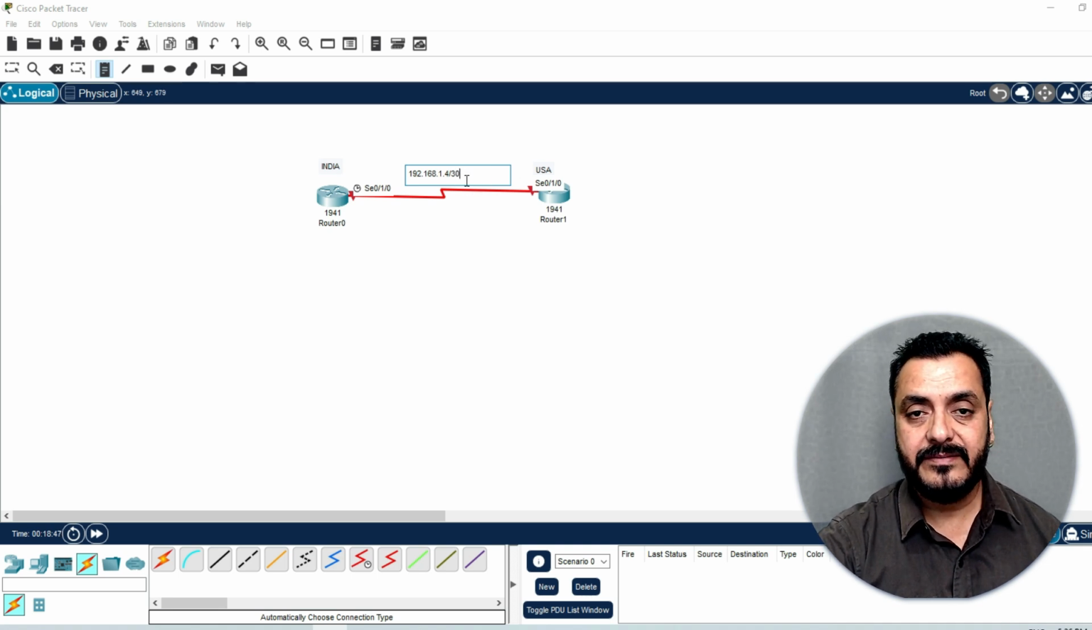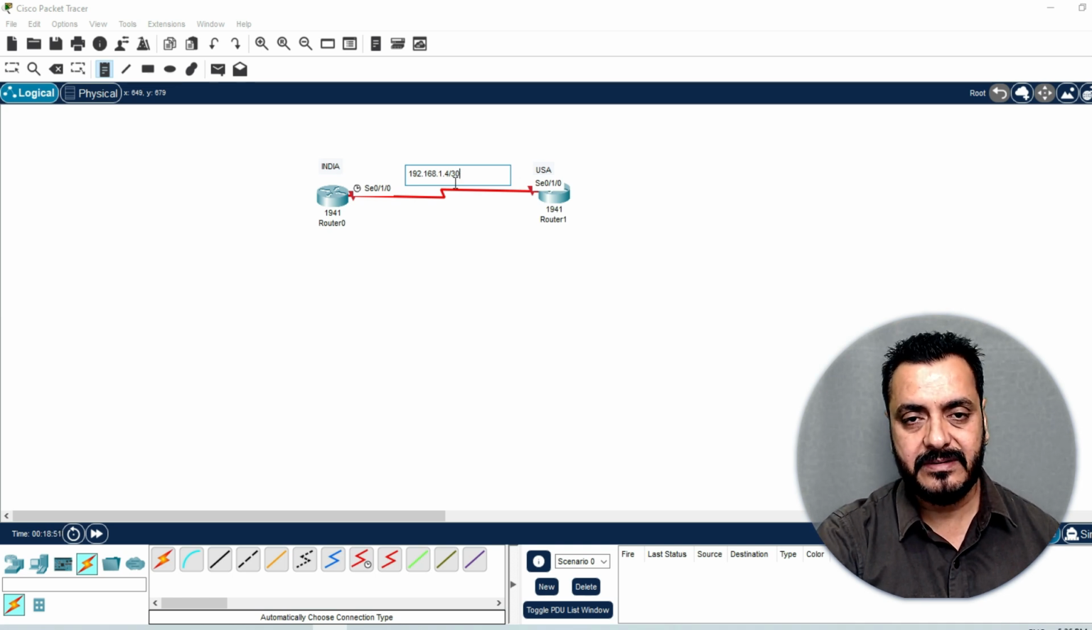So slash 30 means we are taking a subnet of 4 and we have two available IPs in the subnet, that is .5 and .6. And slash 30 means subnet mask with 255.255.255.252.